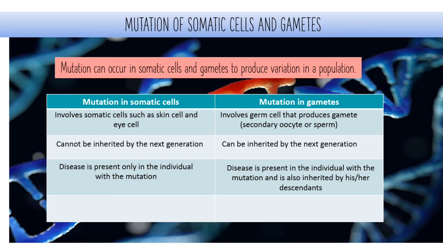And an example of mutation in somatic cell is disease related to the nervous system, while an example of mutation in gamete is in all inherited diseases such as thalassemia.